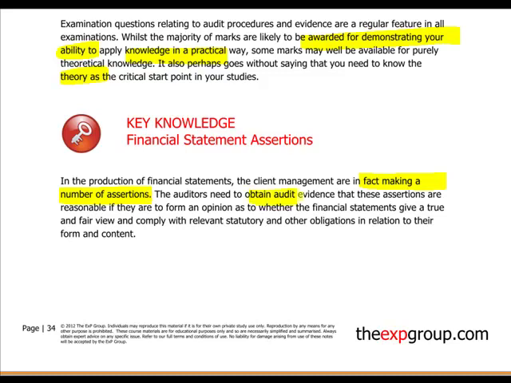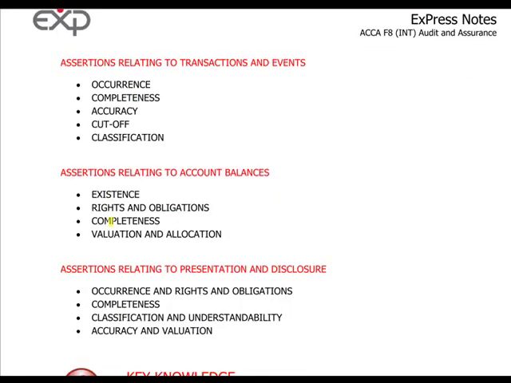The auditor needs to obtain the audit evidence that these assertions are reasonable, and then they can form an opinion as to whether the financial statements give a true and fair view about these figures. So these are the financial statement assertions, what a financial statement user will believe about those figures. There are three categories. There are assertions relating to transactions and events. I will simply call them the ones related to the statement of comprehensive income. The assertions related to the account balances, these are the statement of financial position, so the balances, and presentation and disclosure, maybe the notes.